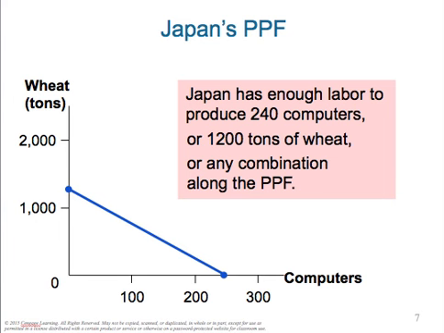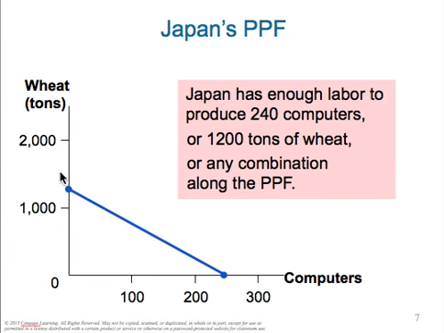So if they produced all computers, it'd be 240. If they produced all wheat, it'd be 1,200. Now, how we got this number, looking at the horizontal first. Remember, they had 30,000 labor hours to give, and it took 125 hours per computer. So you divide the 30,000 labor hours by the number of hours it takes to produce a computer, and if they produce all computers, they produce 240 computers.